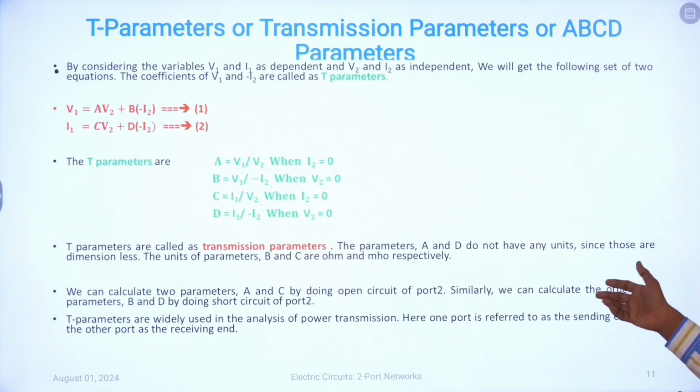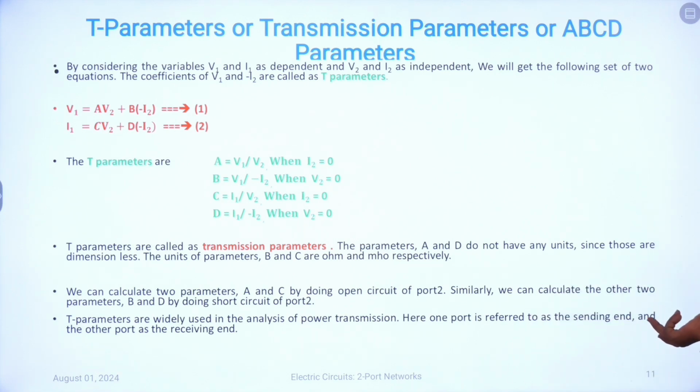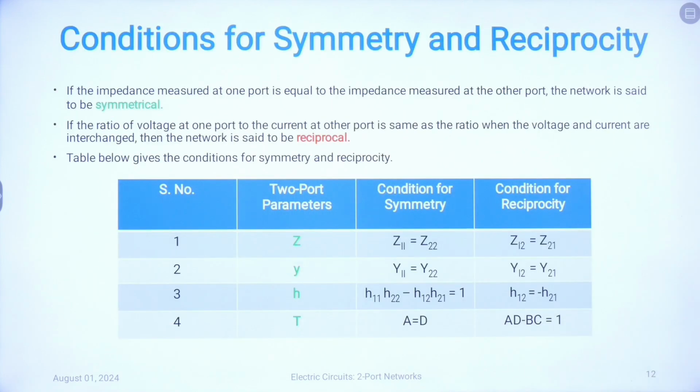Fine. So where are you using this? You are using this in transmission lines. Normally a transmission line will have a sending end and a receiving end. One port will be for the sending end and the other port will be for the receiving end. So this is a very important parameter.